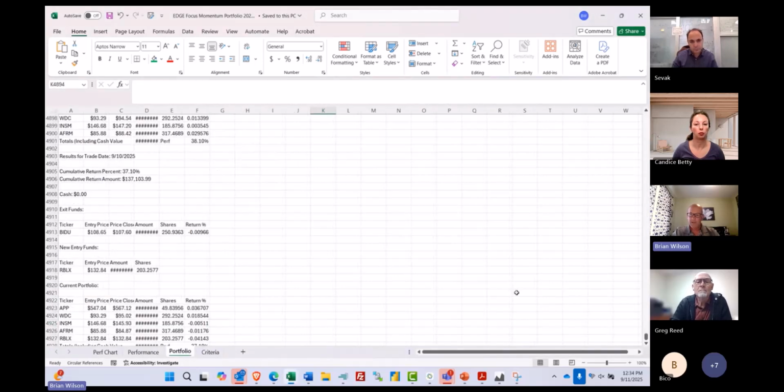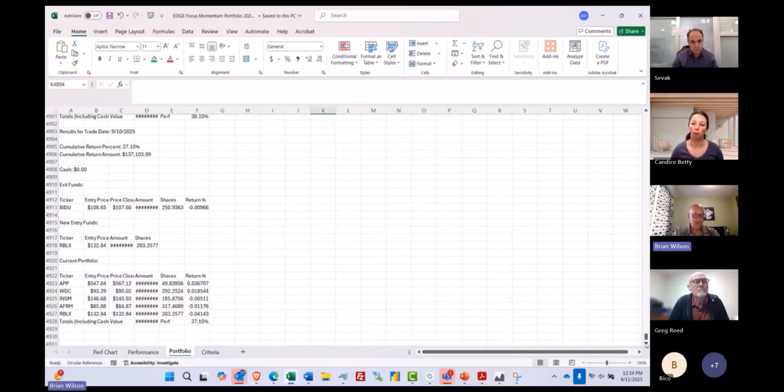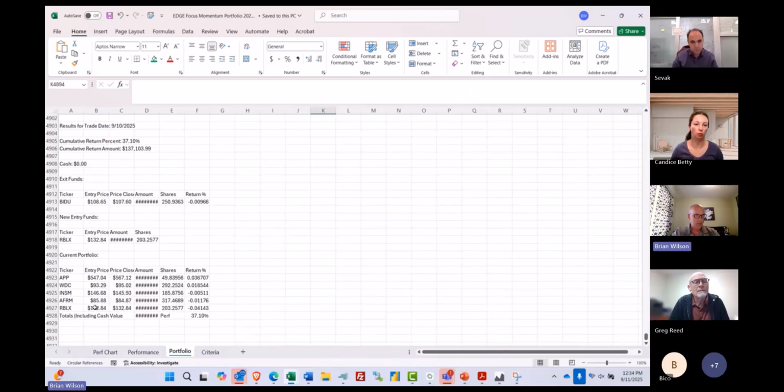Every day when the email is distributed, you'll get something that looks like this. It will show you what ticker to exit that day and which one to pick up. So for today, it was telling us to sell Baidu and to enter into Roblox, and then it gives us the 5 tickers that are currently in the portfolio.